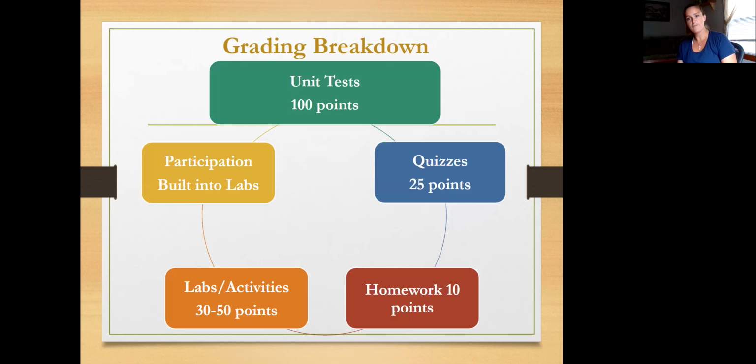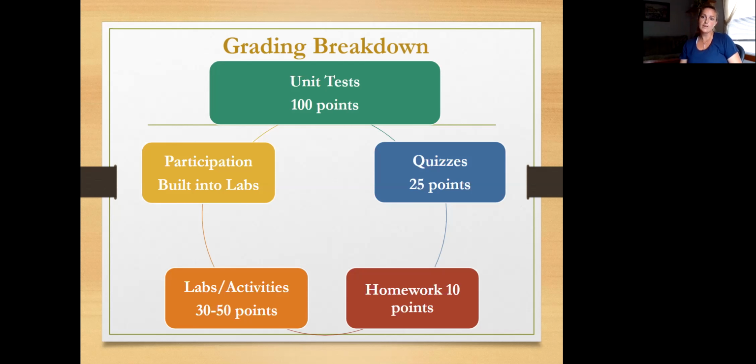Grading breakdown for this year is the same as the previous years; it hasn't changed. It is a total point system. We have 100 points for tests, and all those tests are taken from the AP site. They are example questions or practice questions from the AP site to prepare your child for the final exam at the end of the year, the AP exam, the national exam. So those will be 100 points.